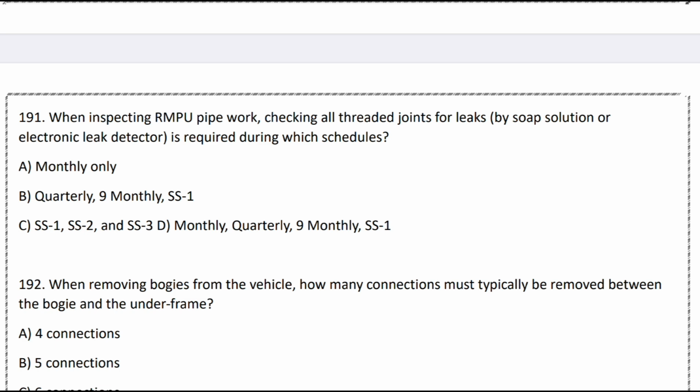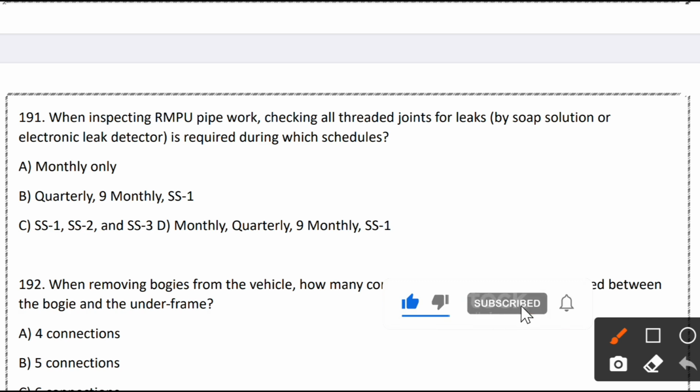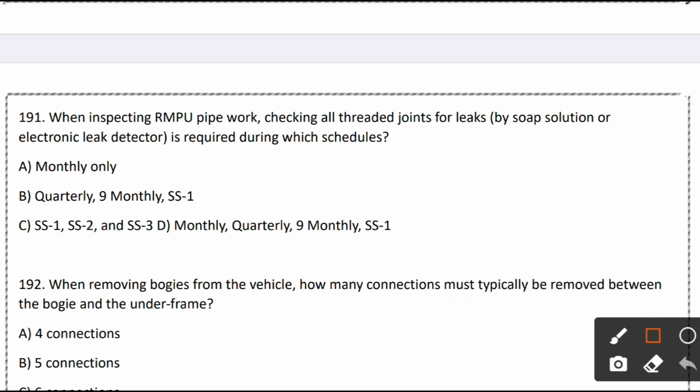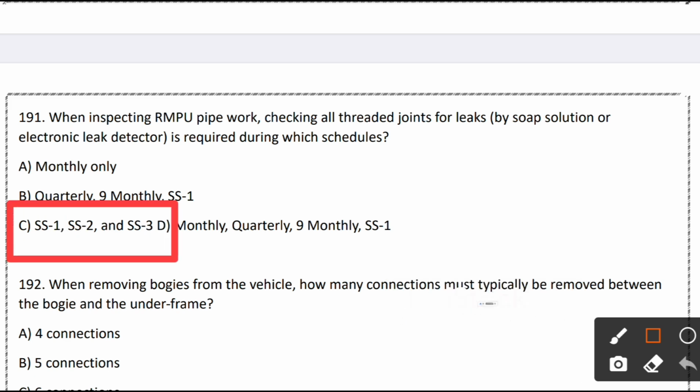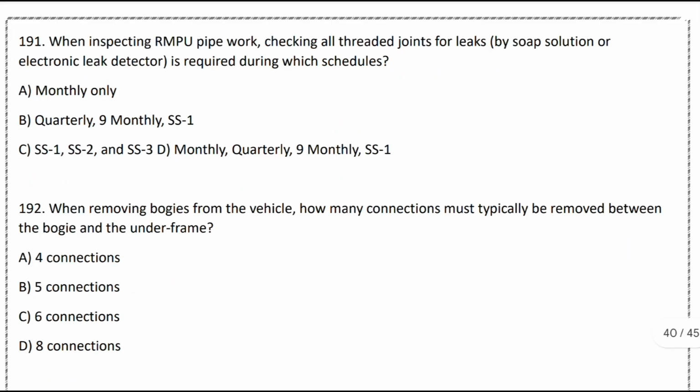191. When inspecting RMPU pipe work, checking all threaded joints for leaks is required during which schedules? A. Monthly only. B. Quarterly. C. 9 monthly, SS 1C, SS 1, SS 2, and SS 3. D. Monthly, quarterly, 9 monthly, SS 1. The correct answer is C. SS 1, SS 2, and SS 3.